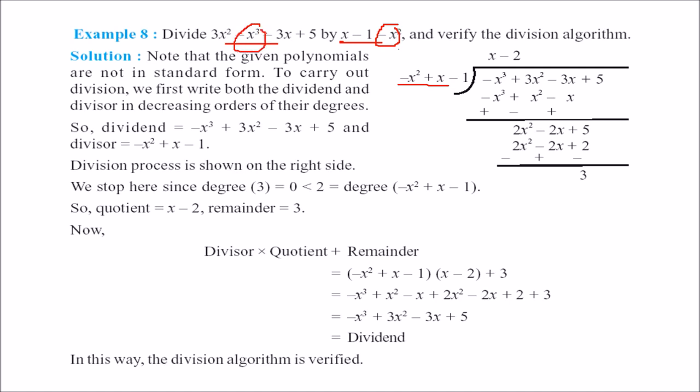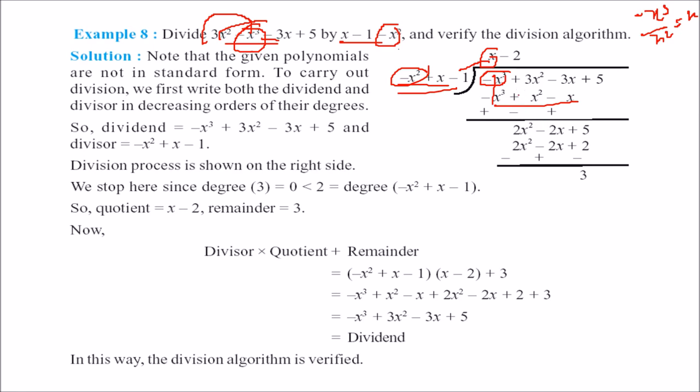Again, we have to rearrange this also, because this is the highest power. So minus x cube will come here, then 3x square, then minus 3x plus 5. So we have rearranged. Now we can divide. This is minus x cube, this is minus x square. So let us divide. What do you get? X. Place x here, multiply x with the whole of this, place it here.